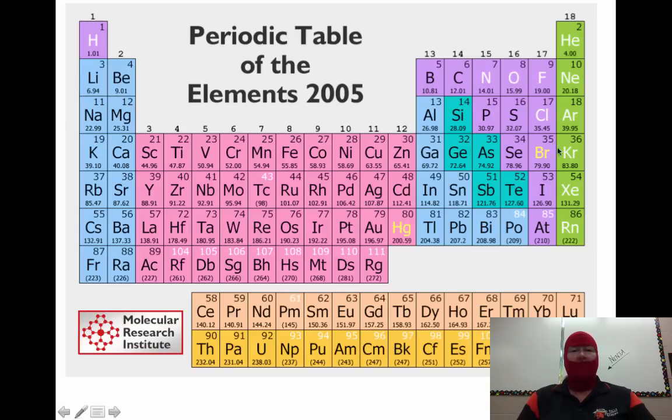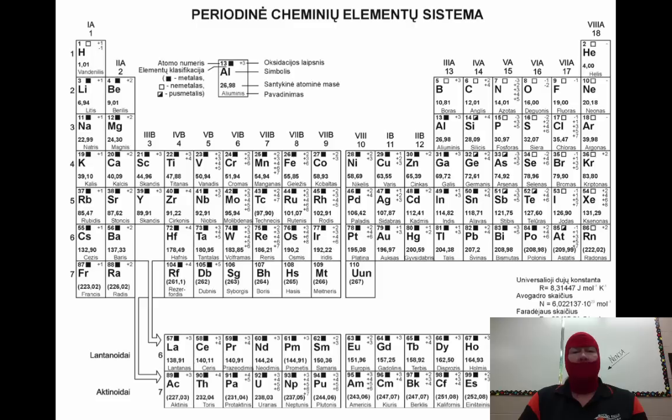So a periodic table of elements includes quite a bit of information: the element symbol here, the atomic number, and the average atomic mass. We'll learn in detail how to deal with these numbers in future calculations and wherever we need to use them.